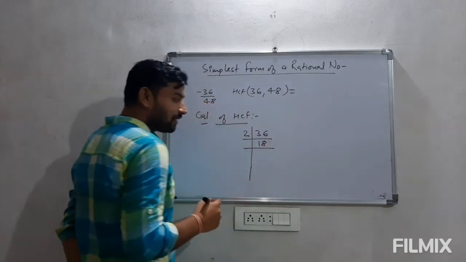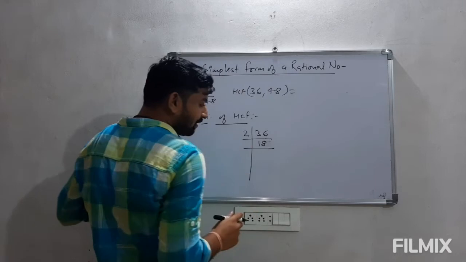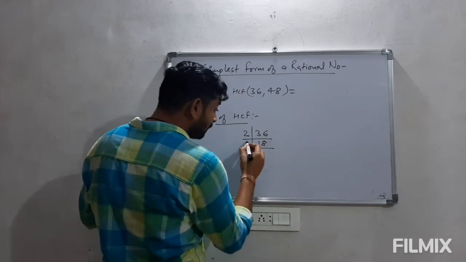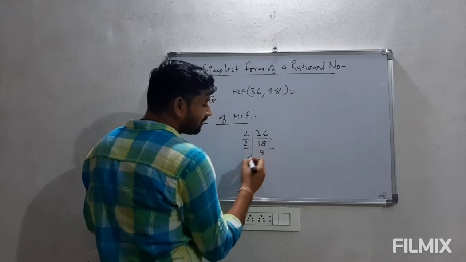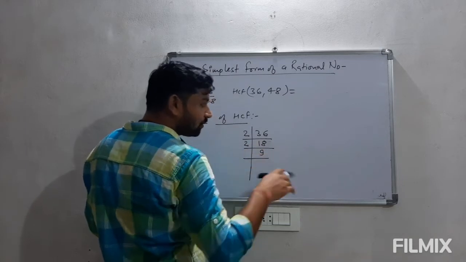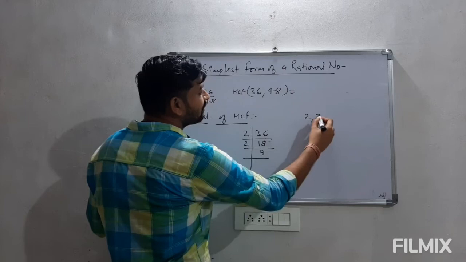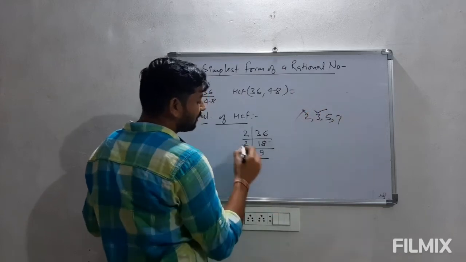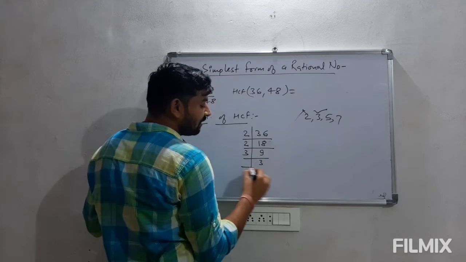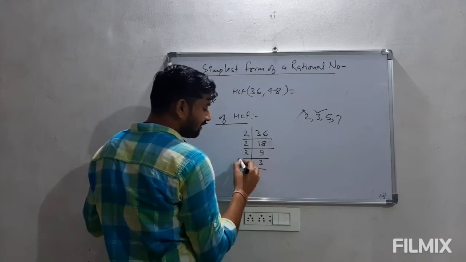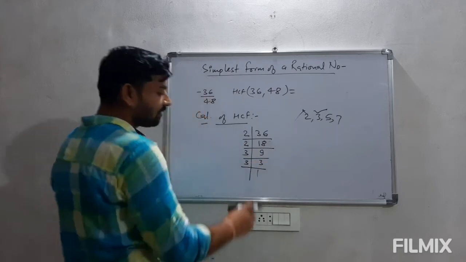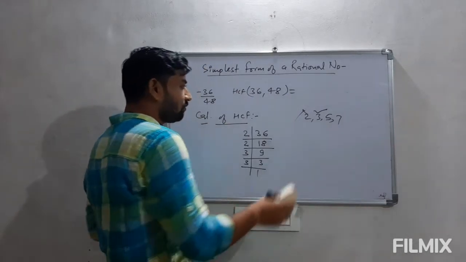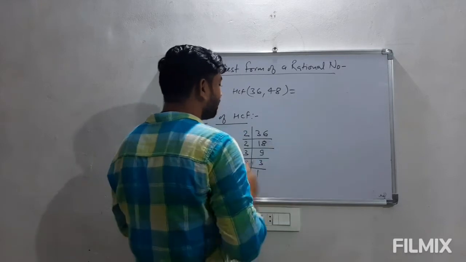So this number becomes 18 now. Again this is an even number. So we can again divide it by 2. So we'll be getting 9 this time. Now this is not even, so we'll move to the next prime number. That is 2 is not possible now, so come to 3. We divide it by 3, we get 3. Again 3 is divisible by 3, so we get 1. Once the remainder is 1, our division is complete. So we are getting these factors, prime factors of 36.